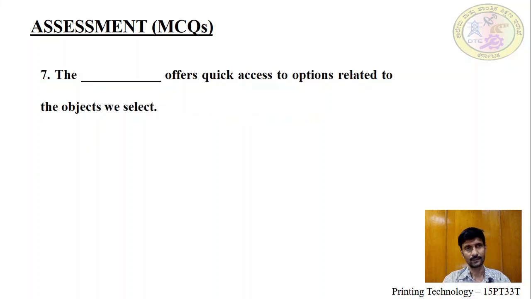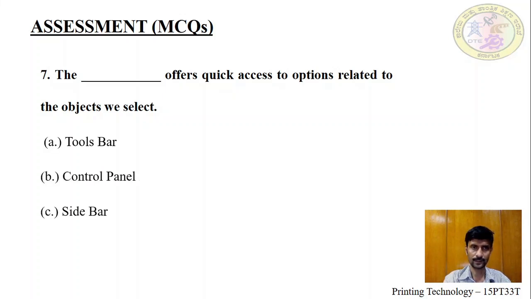Next question. The dash offers quick access to the options related to the objects we selected. I already told that we can increase the size, decrease the size, even align to the artboard, and we can do these quick options from the control bar. This is the clue to answer this question. The options are toolbars, control panel, sidebar, and none of the above.